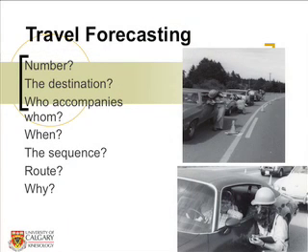So let's look at travel forecasting. When we think about this, this is a big part of the provincial government's mandates. And I don't know if it's happening in Edmonton, but right now in Calgary, they're doing their travel forecasting for the next 20 years in terms of building roads. All right? So you look at the number of cars, you look at the destination they're going to, who accompanies who, when, the sequence, the route, etc.